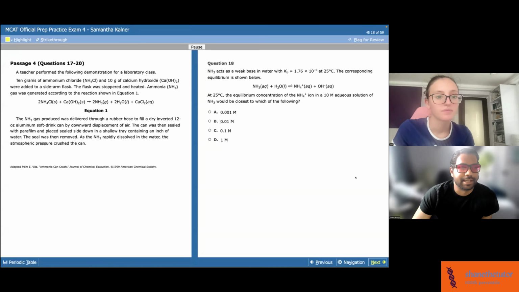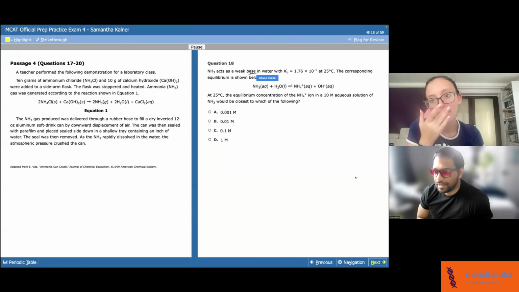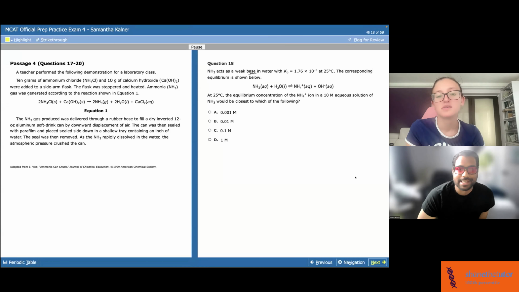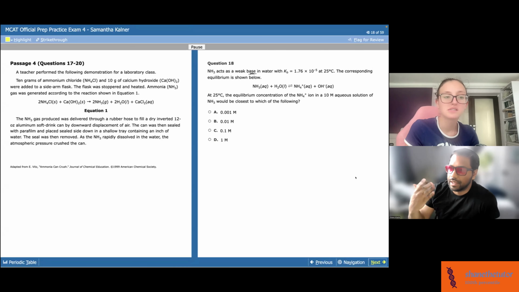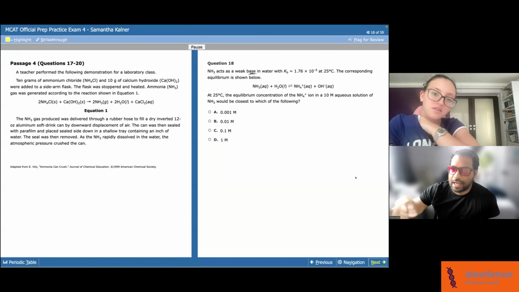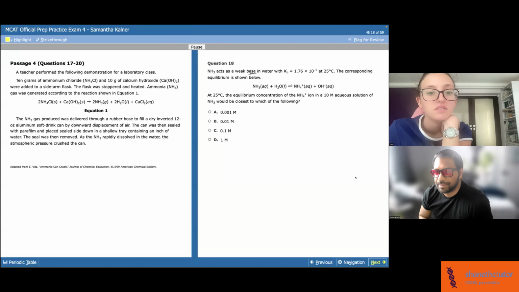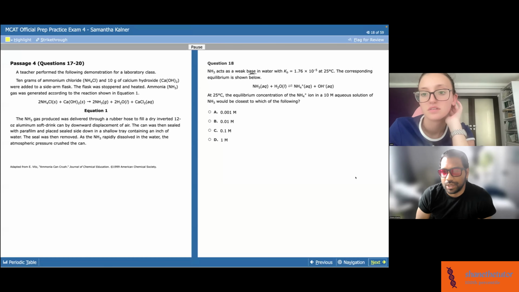Oh, I see what you were asking. So when they say base and when they say acid, they will mean the Bronsted-Lowry definition. So proton donor, proton acceptor. But if they say nucleophile, electrophile, that's the Lewis. Or if they explicitly say Lewis.